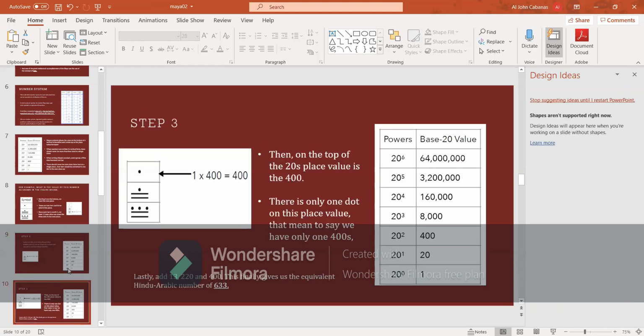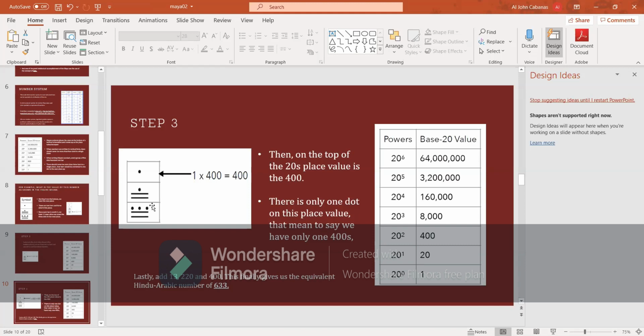Next step. 1 dot lang, okay? So that's equivalent to 1. And then multiply by 400. So we have here the 400. So saan galing yung 400? Dito. Sa third step dito. Titingnan natin ito pangatlo o yung natawag natin 400 place, okay? So 400 place, so multiply it by 400. So we now have 1 times 400 is equals to 400, okay?